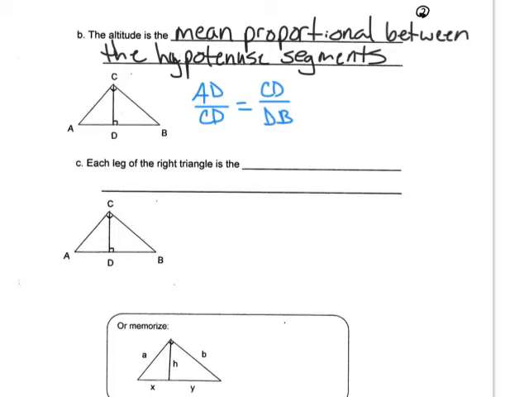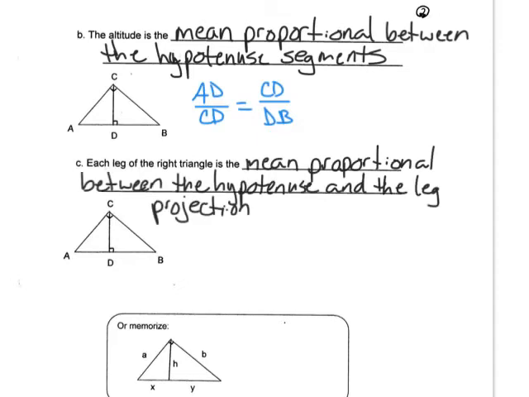The other part of this is if you're not involving the altitude but a leg. Each leg of the right triangle is the mean proportional between the hypotenuse and the leg's projection. So when I talk about hypotenuse, I am only talking about the hypotenuse of the largest outside triangle. This is really the only triangle we're dealing with today. So I want you to think in terms of one triangle with an altitude.